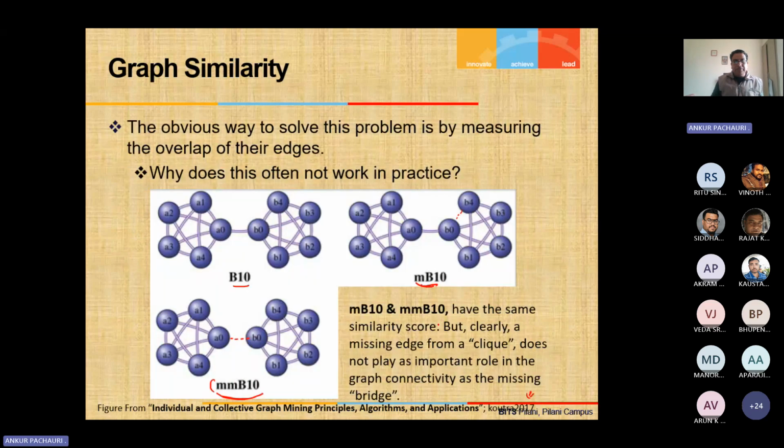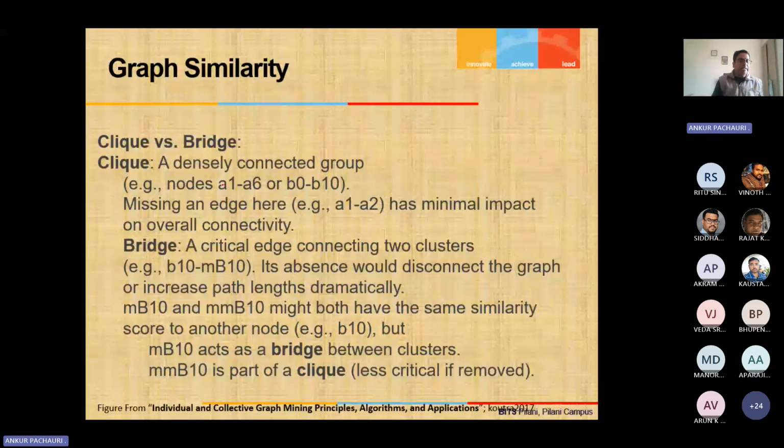So MB10 and MMB10 have the same similarity score, but clearly missing an edge within a clique does not play as important a role in the graph connectivity as missing a bridge. Clique versus bridge: a clique means almost a complete graph, a densely connected graph. So missing an edge has a minimal impact on overall connectivity, whereas missing a bridge has made the graph disconnected.